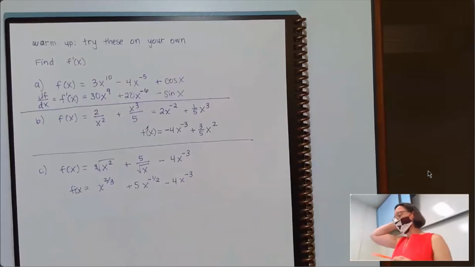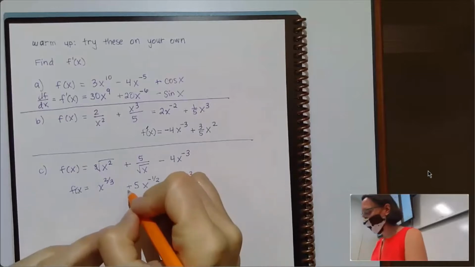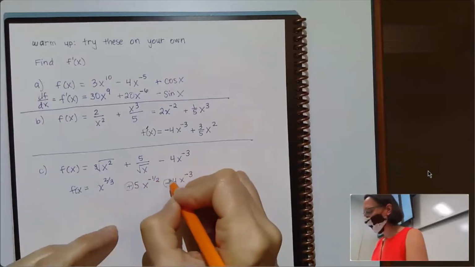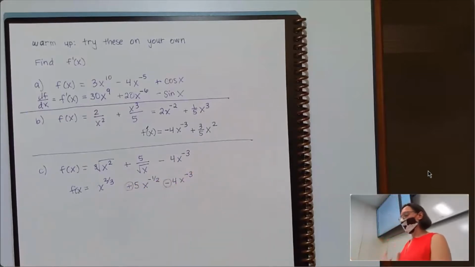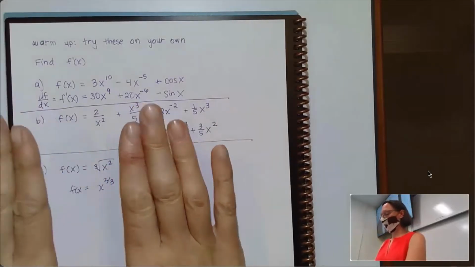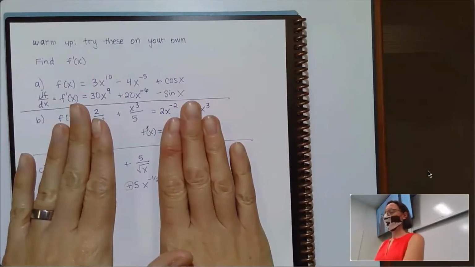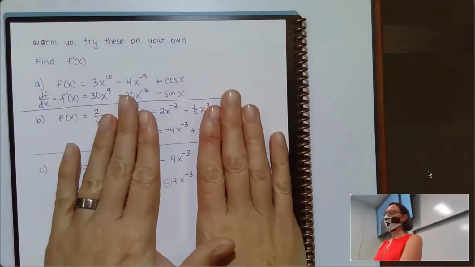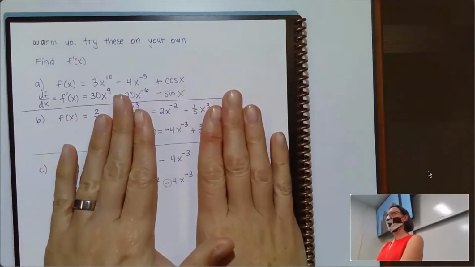Another thing that I've been noticing just in office hours is if you have addition and subtraction between parts, you can really think about each of those pieces on its own and do what's right for each individual piece that's separated by addition or subtraction. So I'm going to separately look at the x to the 2/3 and then separately look at the 5x to the -1/2 and separately look at the 4x to the -3.